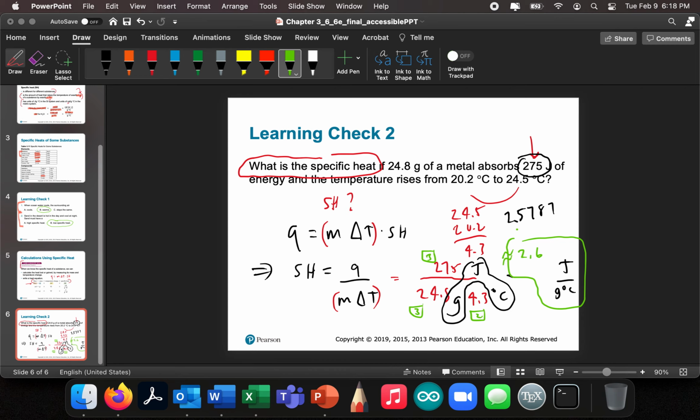All right, hope that's helpful. And we'll be using specific heat more in upcoming sections.